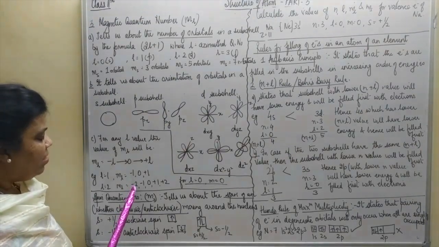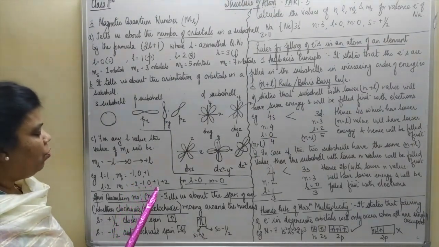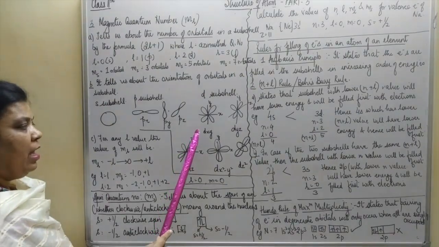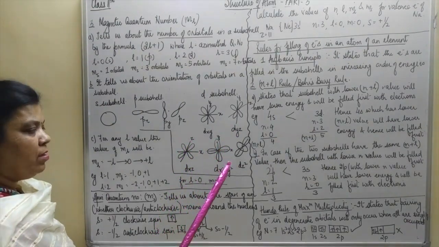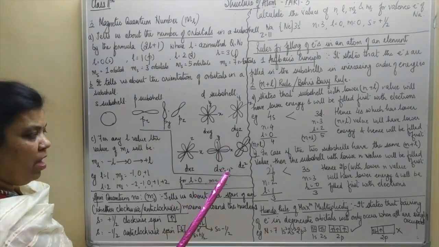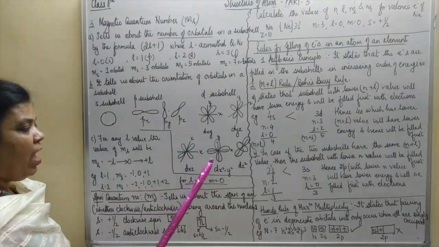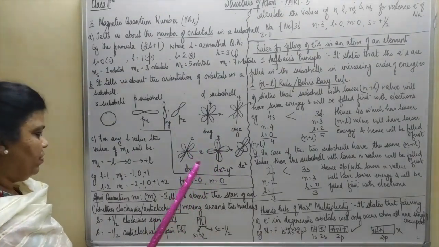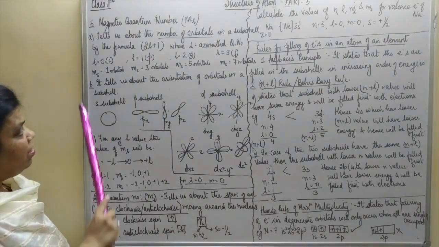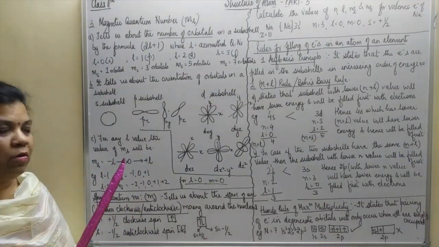That means minus 2, minus 1, 0, plus 1, plus 2, indicating that all 5 d orbitals of the d subshell have 5 different types of orientations. So this was the significance of the magnetic quantum number.